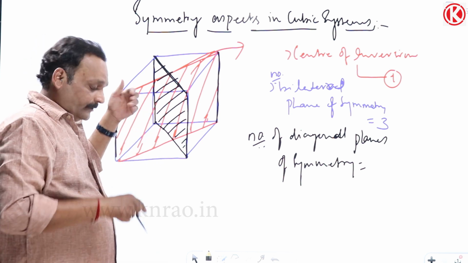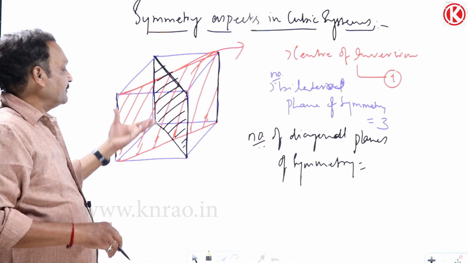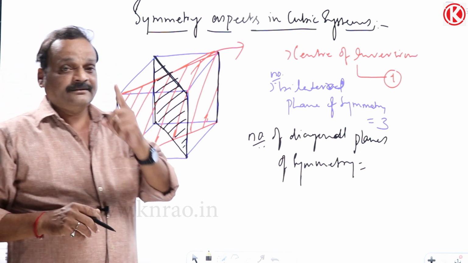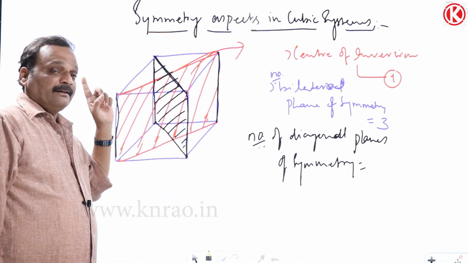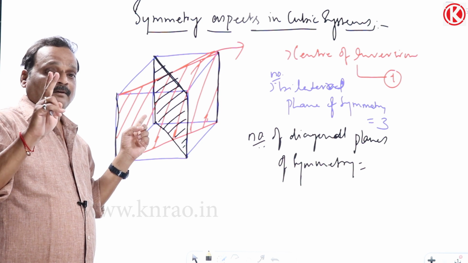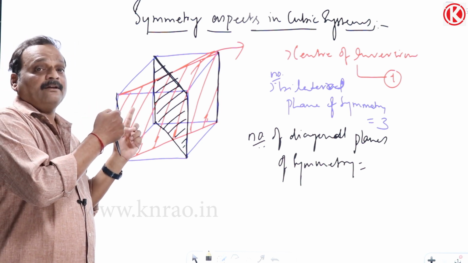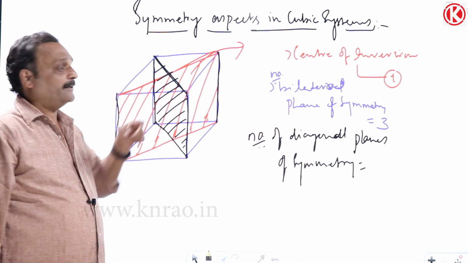In general, totally how many edges will be there in a cube? Cube has, as I told you in the very beginning, 6 faces, 8 corners and 12 edges. For each diagonal plane, I'm taking the help of two edges, and there are 12 edges in the cube. 12 edges in the cube means how many diagonal planes of symmetry can I draw? 6 diagonal planes of symmetry I can draw.